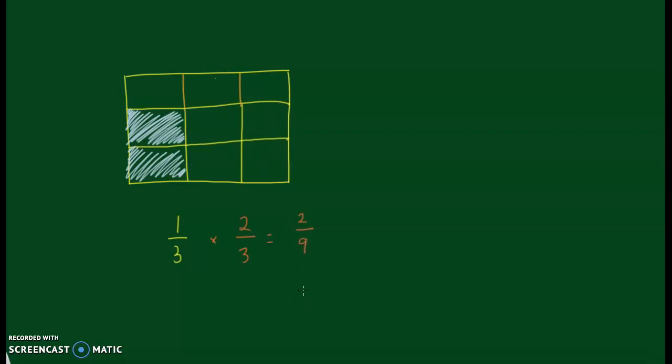2/9. And remember in our last video we talked about how you can multiply the numerators to get the new numerator and the denominators to get the new denominator.